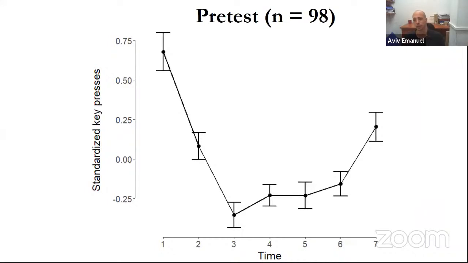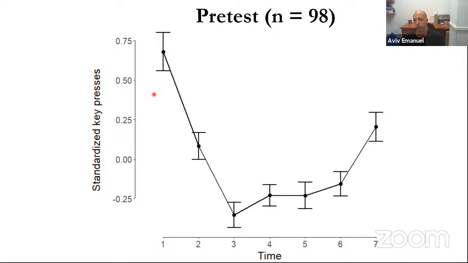This is a typical result. This is the result of our pretest. We divided the 10-minute block into 7 equal time segments. On the y-axis, you can see the frequency of spacebar presses, which was standardized within participants. What we generally see is this U-shaped pattern in key presses. The spacebar is the key that enables you to shoot asteroids, so this was our measure of effort exertion.